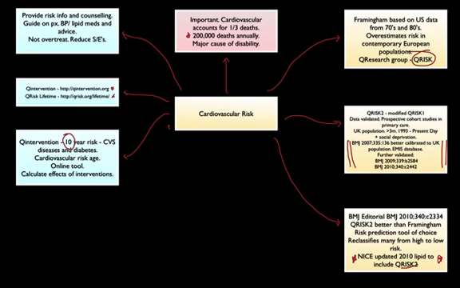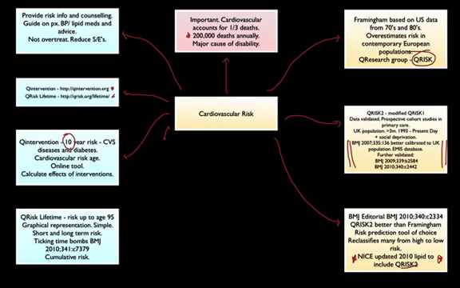The other tool is the Q-Risk Lifetime tool. This looks at the risk up to the age of 95. It demonstrates both short and long-term risk. In an editorial in the BMJ in 2010, its usefulness in providing the long-term risk is in the cumulative risk of so-called ticking time bombs.